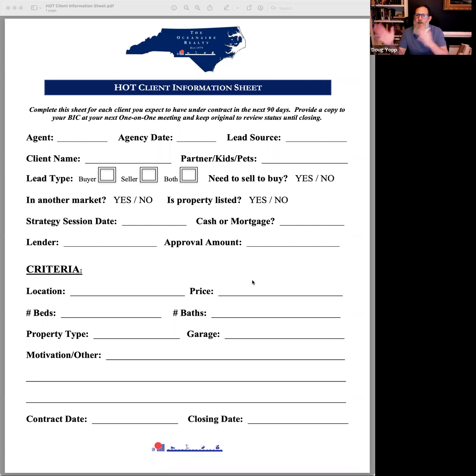So it's like a domino effect, right? How things affect each other. And is the property listed yet? Right? In another market, not our market, are you going to help them? Do you need to refer them to someone else? It could be somebody in our other office. It could be somebody out of state or in an area of the state that we don't work. And is it listed yet? So you have all that information to have those conversations to set the expectations for scenarios, how it could play out, etc. When's your strategy session date?